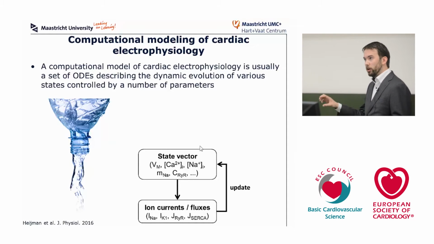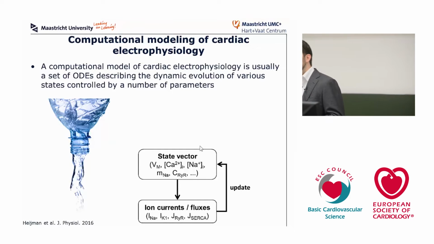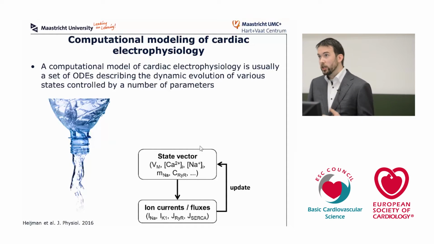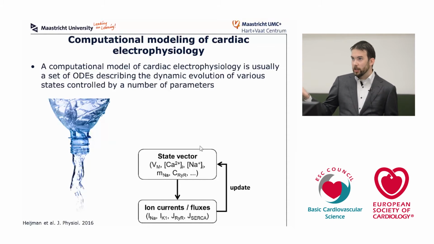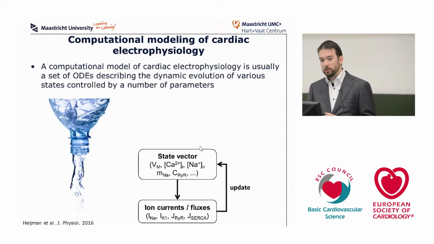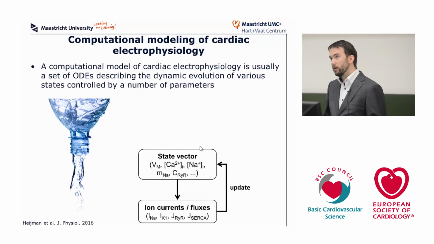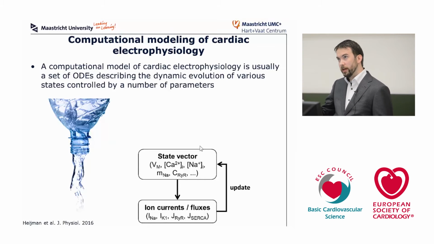And if I take a bottle of water and I turn it upside down, then of course the water will flow out of it. But I can actually calculate what happens to the amount of water in this bottle. If I know how much water is in there, if I know certain parameters, for instance the size of the opening, then I can calculate how much water leaves the bottle at any given moment, and therefore I can update how much water is actually in the bottle. And I can do this over and over again until the bottle is empty.